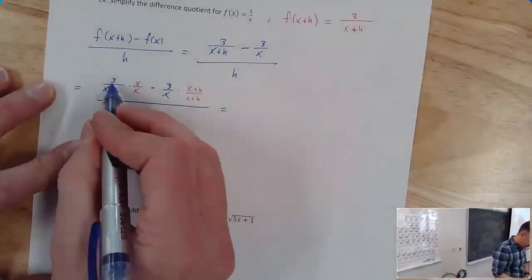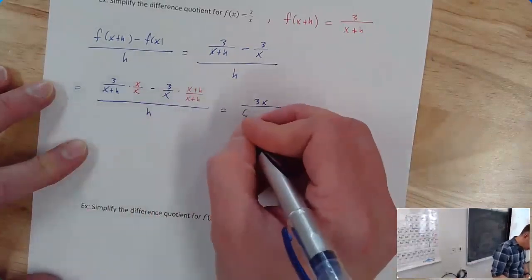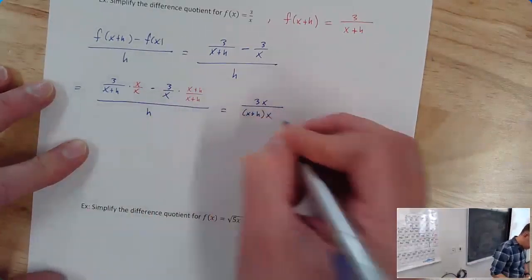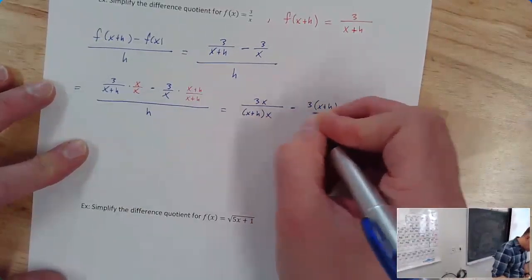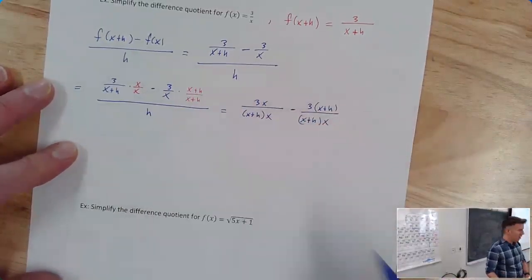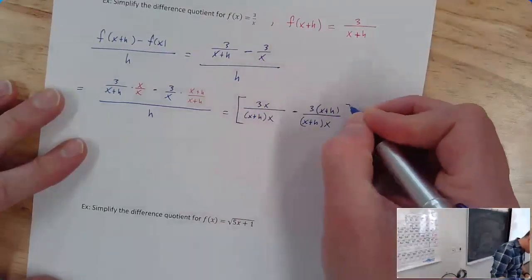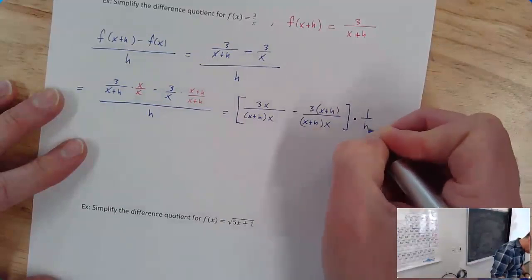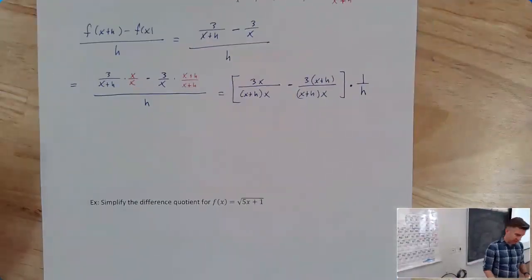So I'm going to have 3x over x plus h times x. I don't necessarily think you want to multiply that out, although you can. Minus 3 times x plus h over x plus h times x. And instead of dividing all this by h, dividing by h is the same as multiplying by what? Exactly. Thank you. That way I don't have to write a fraction over fraction kind of thing.